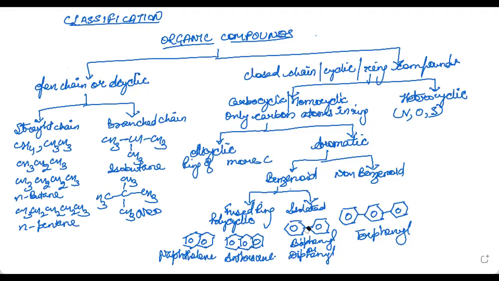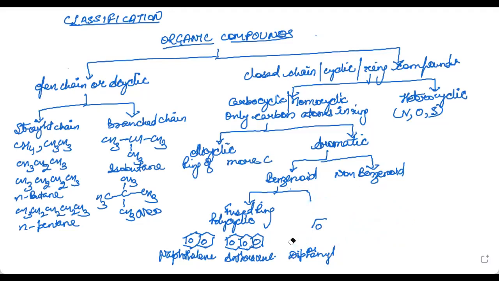Okay, so now I'm erasing this. So next is non-benzenoid compounds. Non-benzenoid compounds are the compounds which are aromatic. They have the properties of aromatic compounds, but they do not have any benzene ring in them.